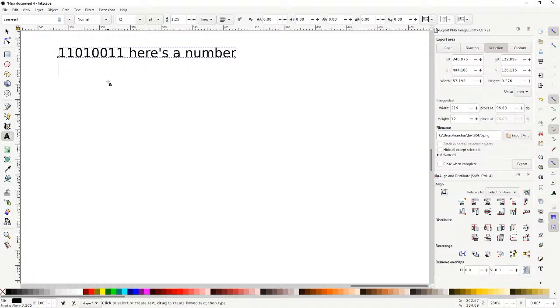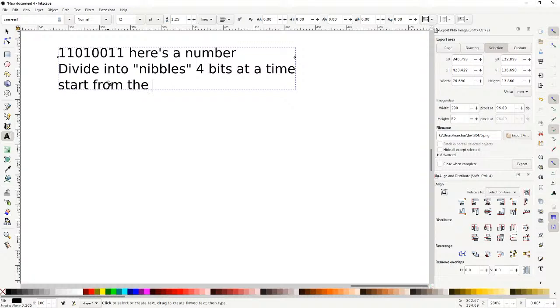So basically the rule is you divide into what are called nibbles, which are 4 bits at a time. And you should start from the right side. So go in from this direction. So this is what I mean. Here we go. So we're going to divide it like this. And then we look it up on our chart, or we just calculate.